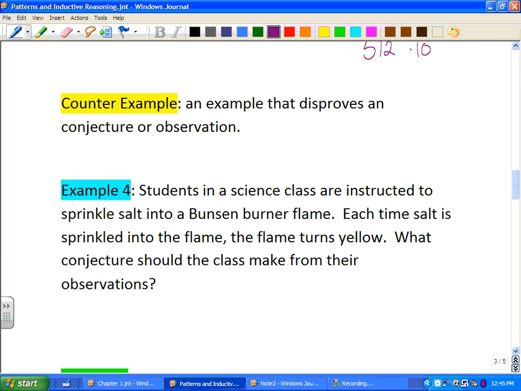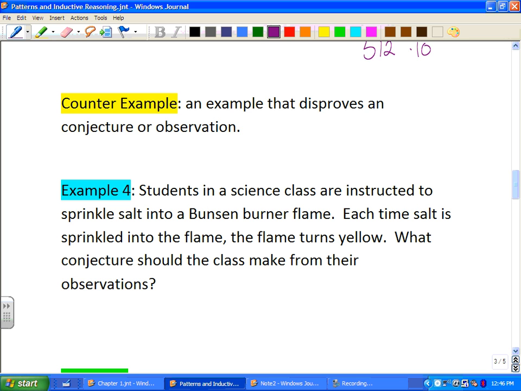We've been talking about all these patterns and coming up with a conclusion or a conjecture based on patterns. Well, let's just say I flip a coin 100 times and it lands on heads all 100 times. I make the assumption that every time you flip a coin, it lands on heads. Now, is that true? No. But could it happen?